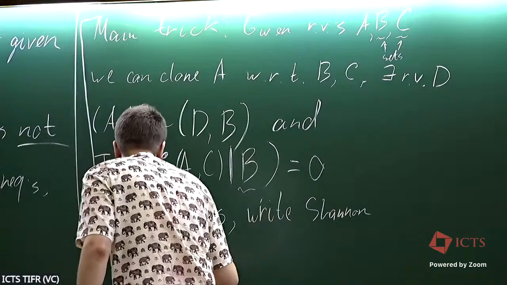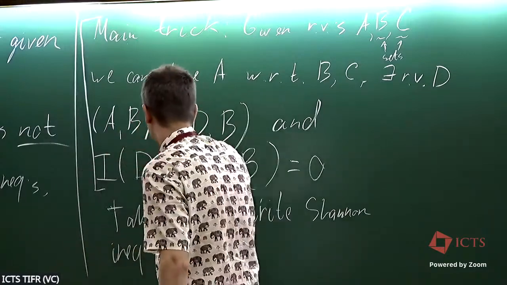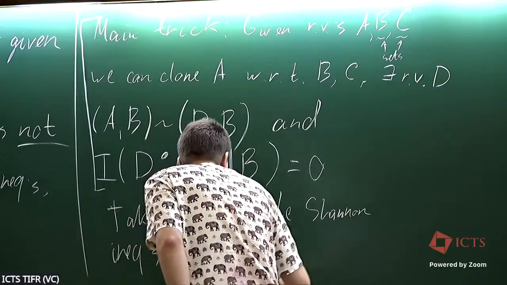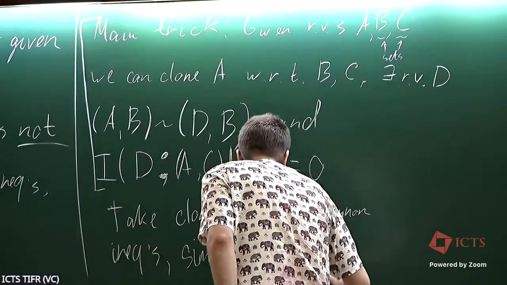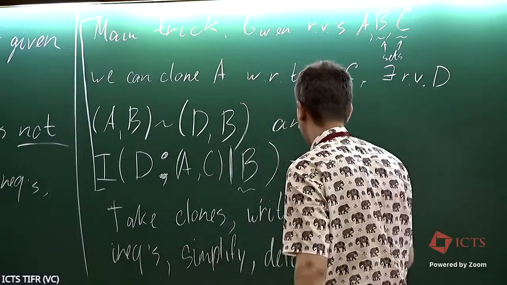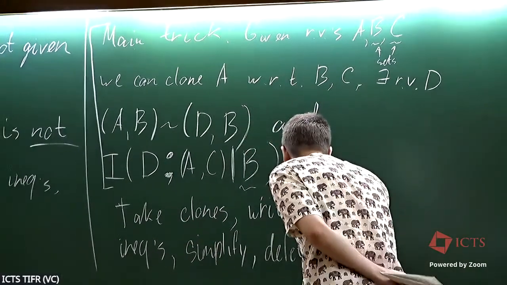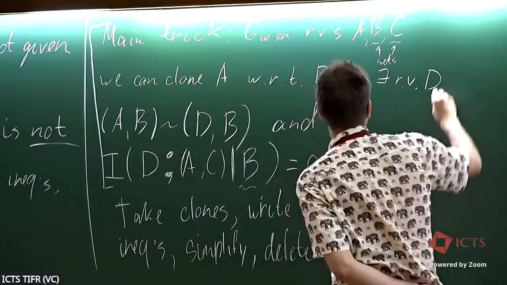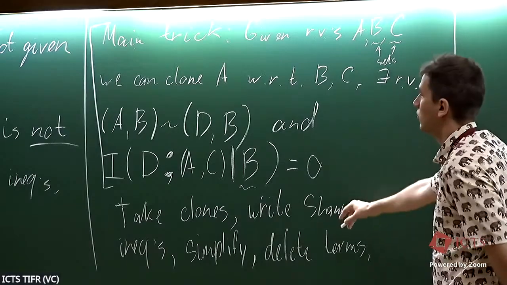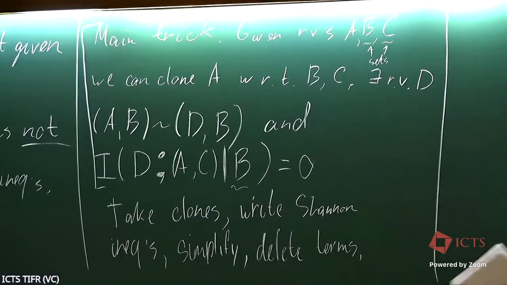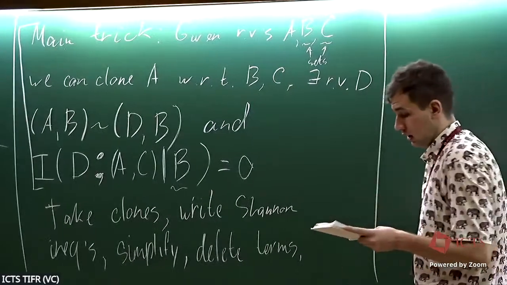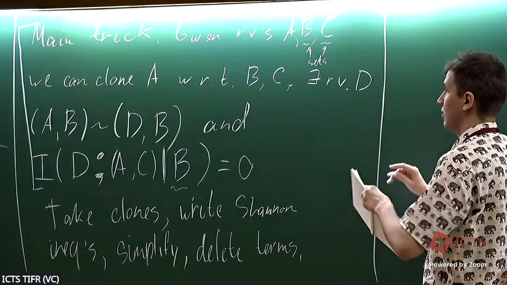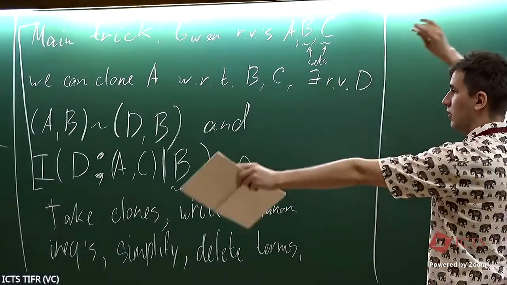Then simplify using this. And then delete the terms which don't use the original variables. So this is basically the route which is taken to prove all the non-Shannon inequalities so far. So, okay. Any questions about the world of entropy vectors?